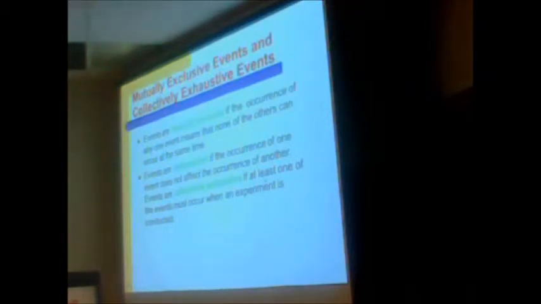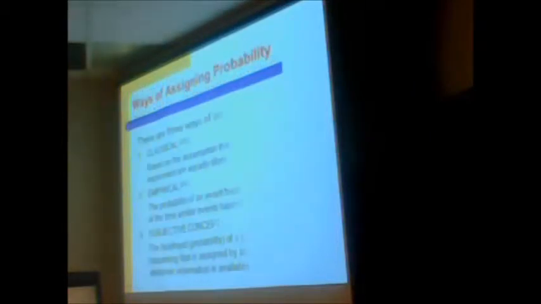Collectively exhaustive means at least one of the events must occur when an experiment is conducted. So something has to happen. Events are collectively exhaustive if at least one of these events must occur. I think it's just duplicated.